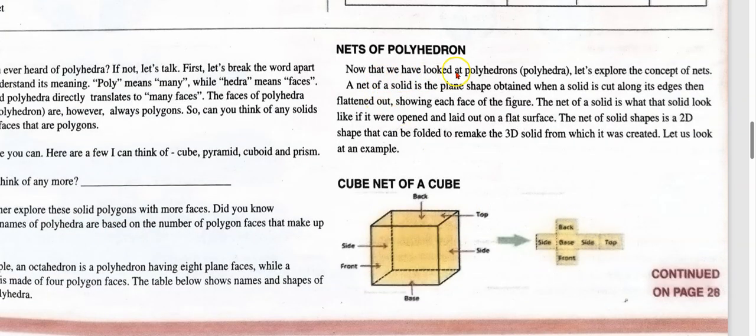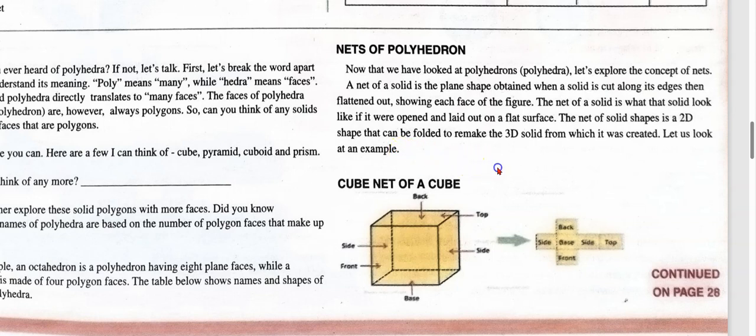Nets of polyhedron. Now that we have looked at polyhedrons or polyhedra, let's explore the concept of nets. A net of a solid is the plane shape obtained when the solid is cut along its edges, then flattened out, showing each face of the figure. The net of a solid is what the solid looks like if it were opened up and laid out on a flat surface. The net of solid shapes is a 2D shape that can be folded to remake the 3D solid from which it was created.